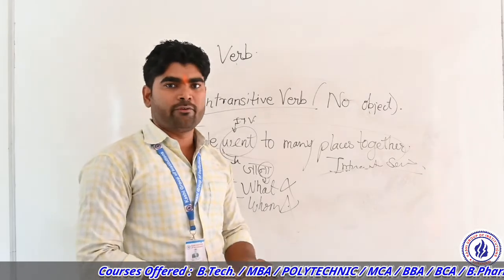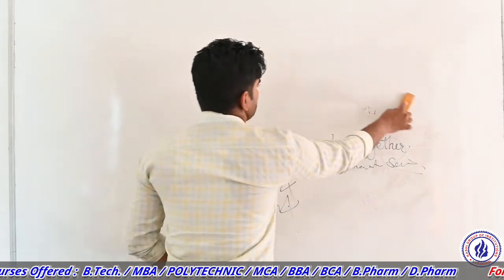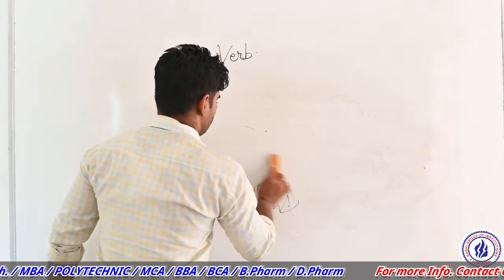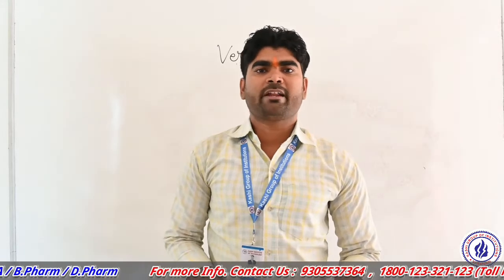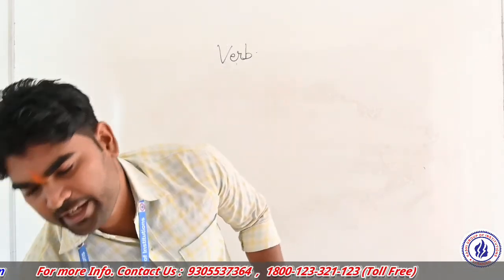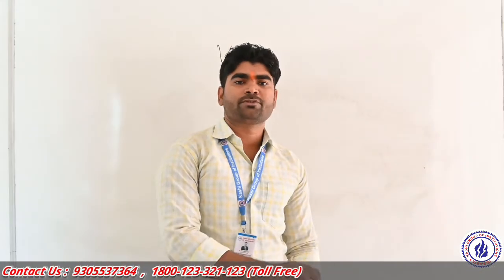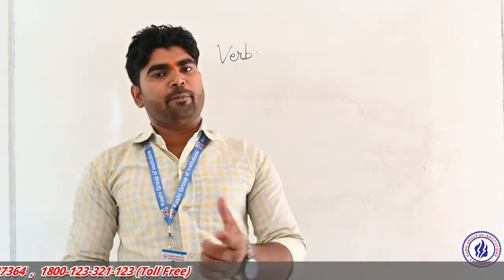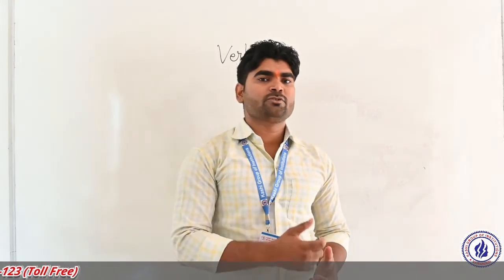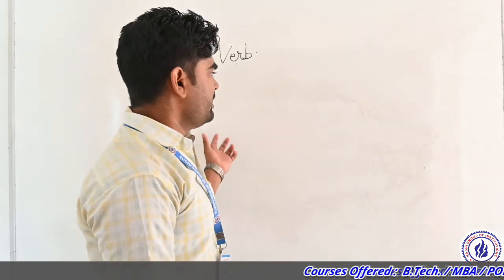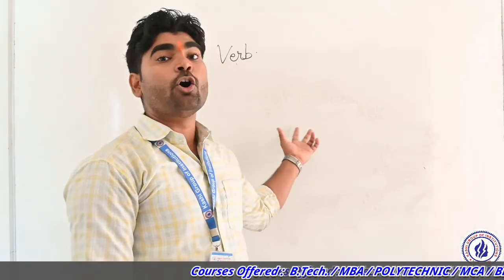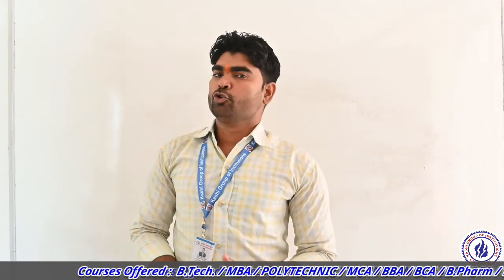So I hope that every topic related to verb is clear. Just take a quick revision. First, what is a verb? A verb is nothing but an action denoting word. It is classified into two types: principal verb and main verb. After that, main verb is also classified into two types: transitive verb and intransitive verb. A transitive verb contains an object, and an intransitive verb does not contain an object.